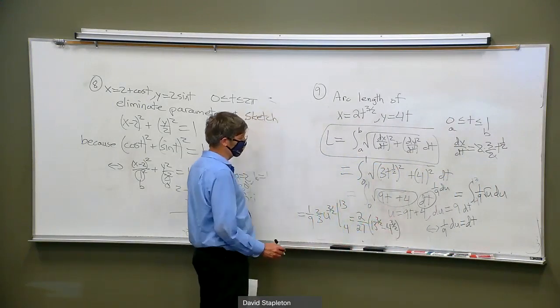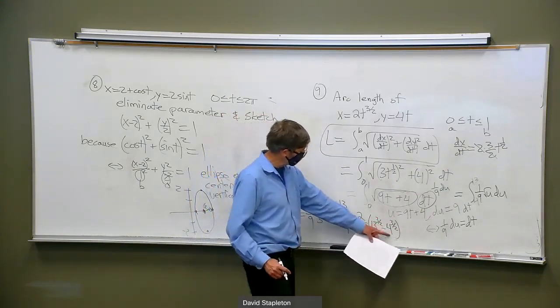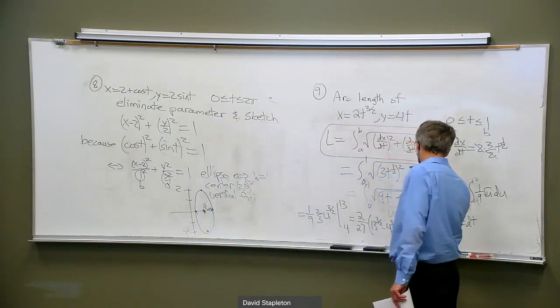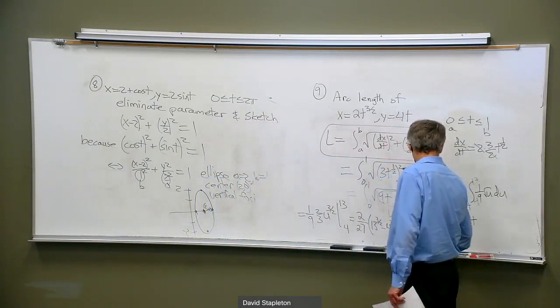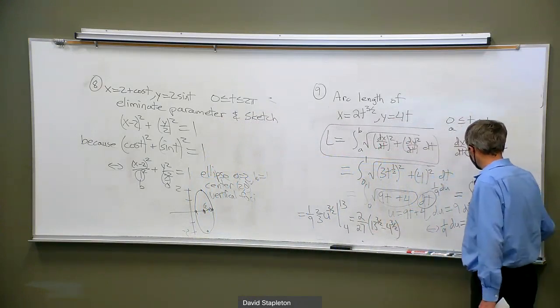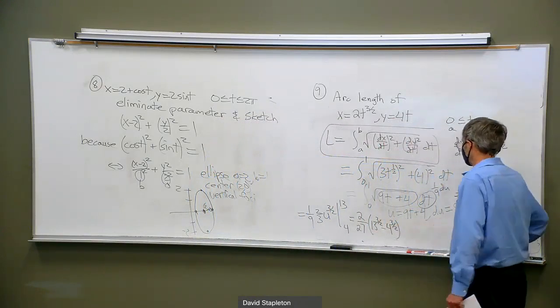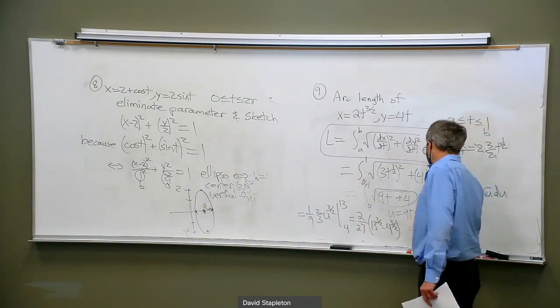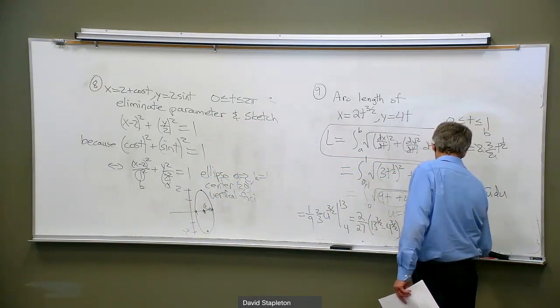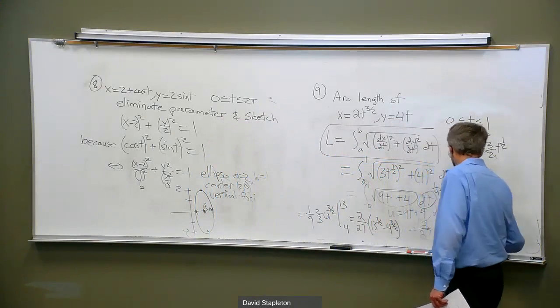4 to the 3/2 reduces to 8, right? Square root of 4 is 2, and then cubed is 8. 13 to the 3/2 can be written as 13 square root 13. So if I erase my substitution here, 1/9 du equals dt, I can write this a little simpler as 2/27 times (13 square root 13 minus 8) by algebra.